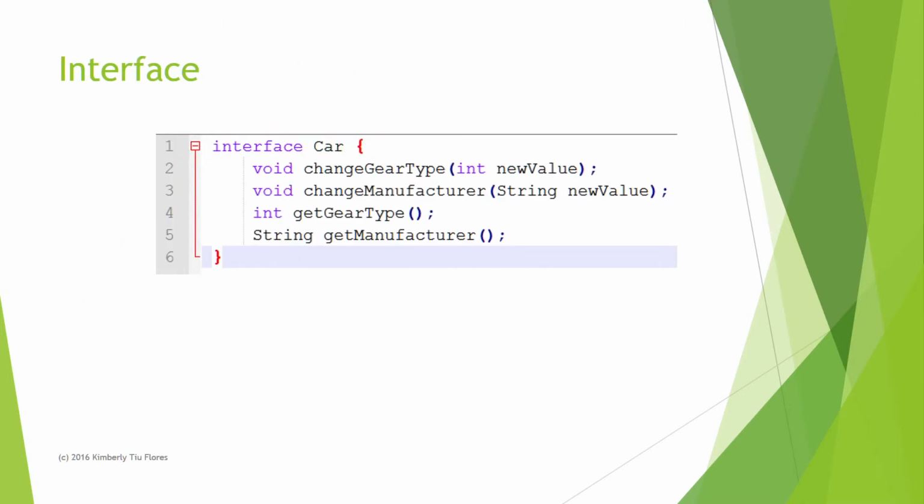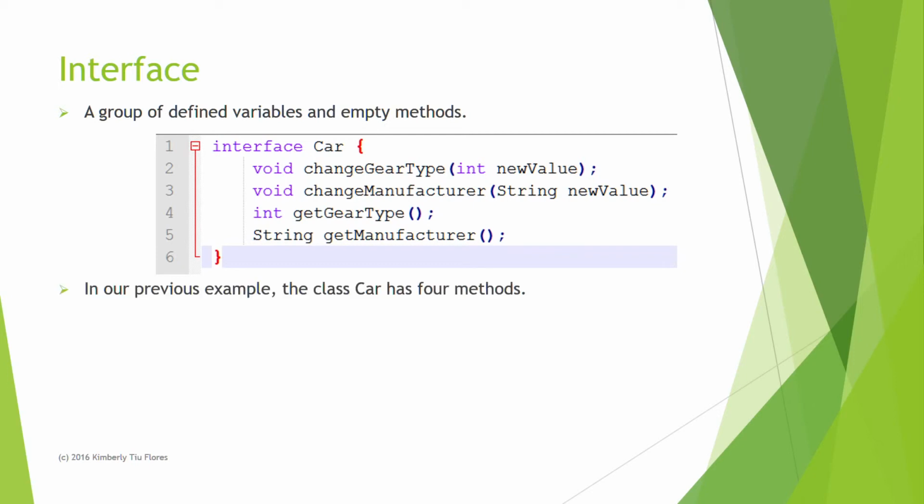What is an interface? An interface is simply a group of empty methods. Variables can also be defined in an interface. How about we turn our existing class Car into an interface? Here is the code implementation. In our previous example, the class Car has 4 methods as seen in our previous slide. All the methods are empty here in the interface.